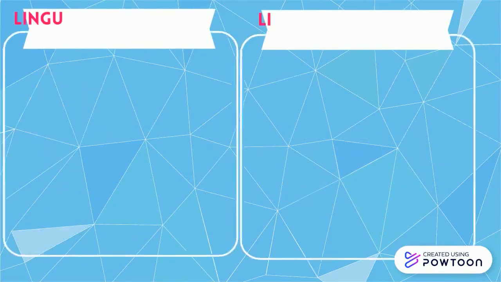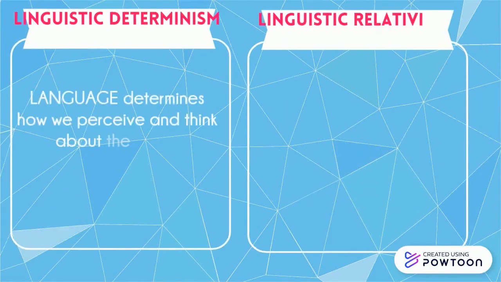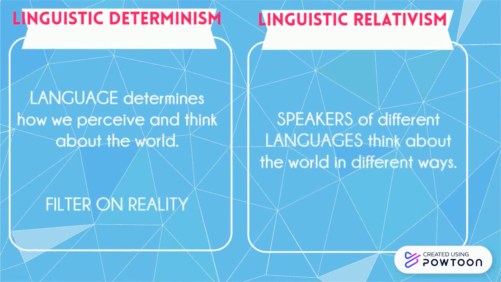This hypothesis leads us to the concepts of linguistic determinism and linguistic relativism. The first one states that the language we speak determines how we perceive and think about the world. This means that language functions as a filter on reality. The second concept holds that different languages encode different categories, and that the speakers of different languages therefore think about the world in different ways.